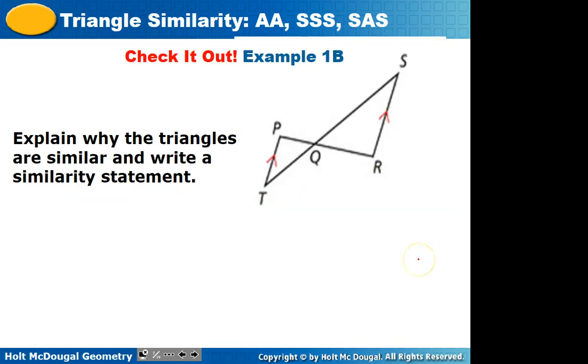So the next problem here says explain why the triangles are similar and write a similarity statement. I'd like you to try this problem on your own and then come back to me. Put the video on pause and then come back to me.